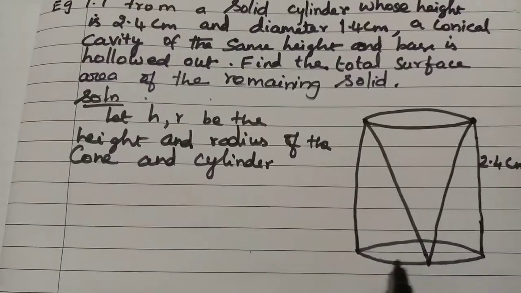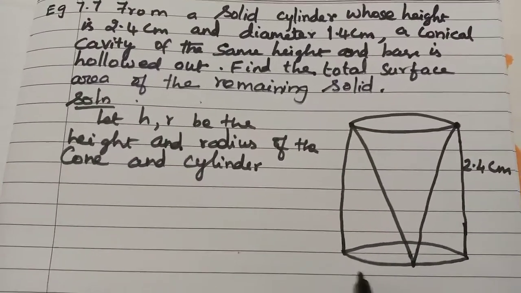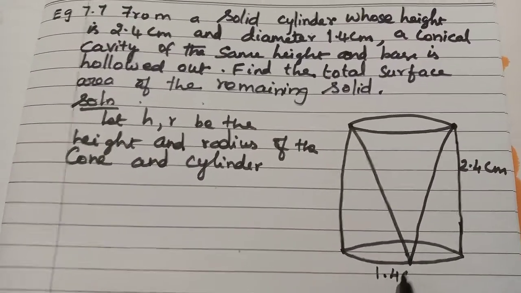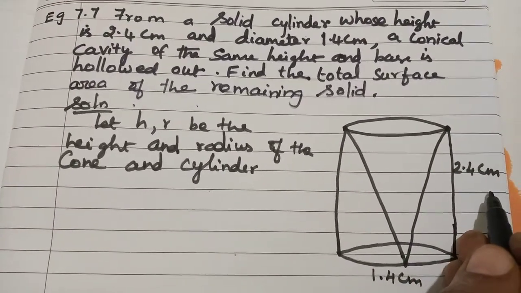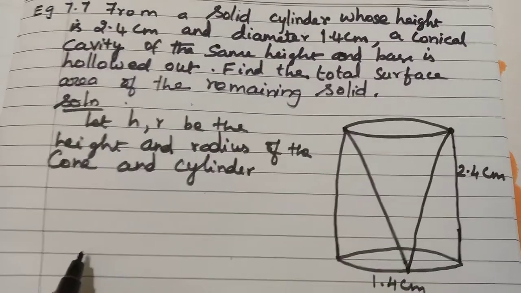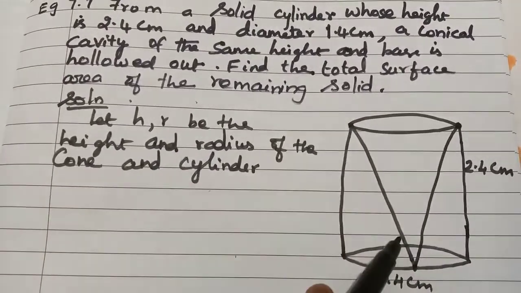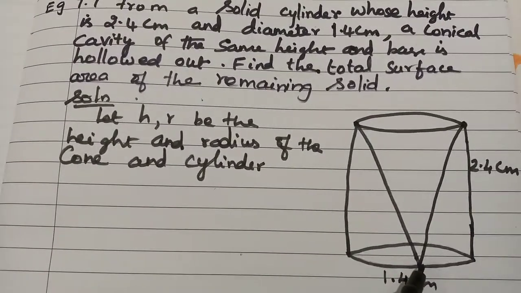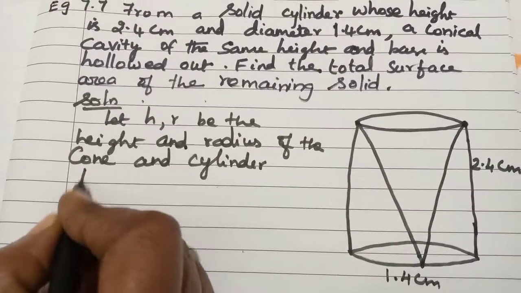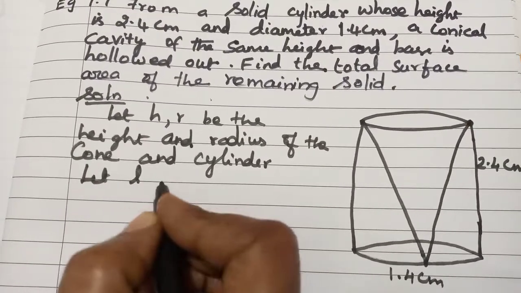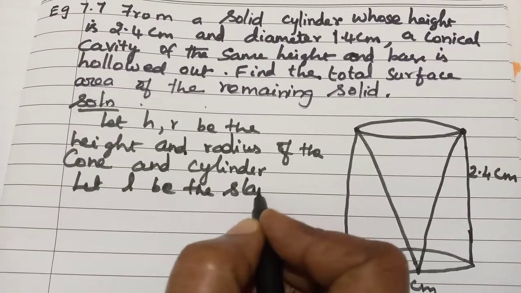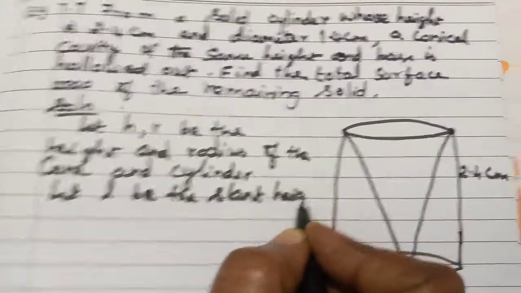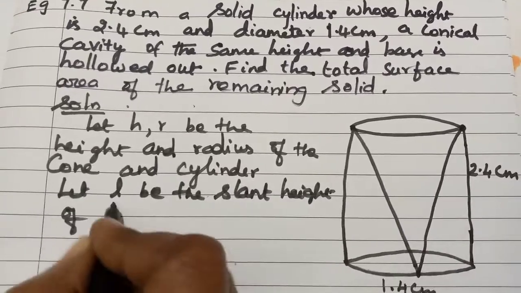So here diameter is given 1.4 centimeter. Height is given 2.4 centimeter. Let l be the slant height of the cone. This one, slant height. Let l be the slant height of the cone.